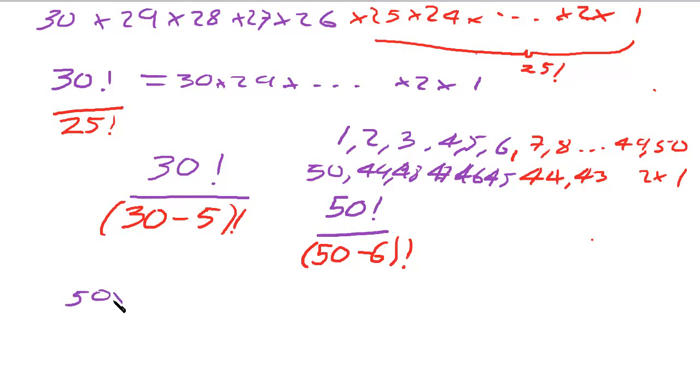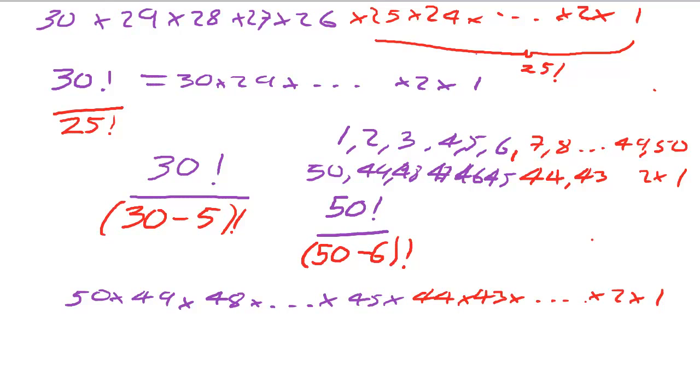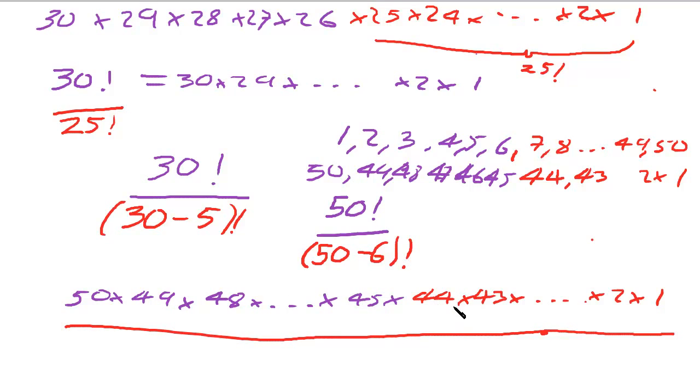You would have 50 times 49 times 48. I'm just going to miss out a couple and jump to the 45 and then go to the numbers you don't really want. The 44, the 43, all the way down to times 2 times 1. And then if we divide that out by 50 minus 6 factorial, that's 44 factorial. So we're going to divide by 44 factorial. So 44 times 43 times all the way down to times 2 times 1.